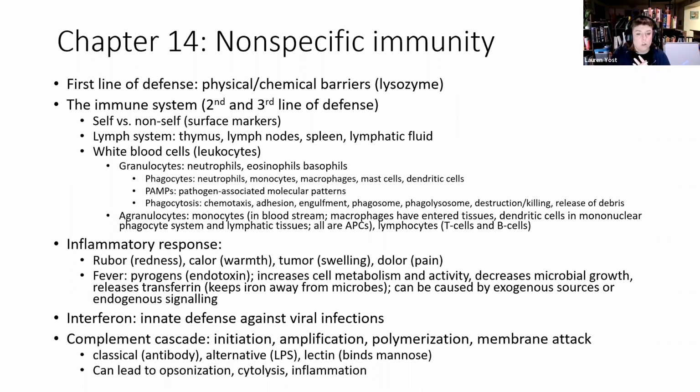Yeah, so those are the big three there. Those are all antigen presenting cells, or APCs. Okay, so those are agranulocytes. Then we have the lymphocytes. Those are also agranulocytes. And remember, lymphocytes are just the T cells and the B cells. All right, we'll talk about those in the next chapter.